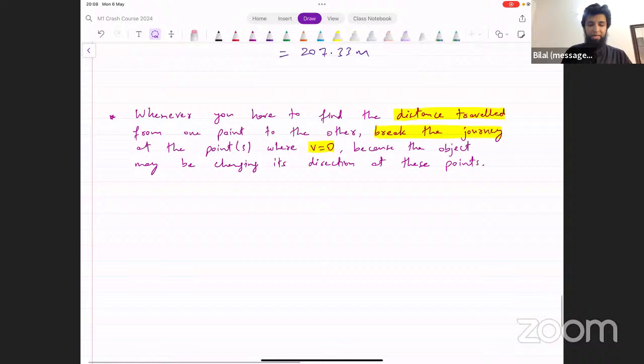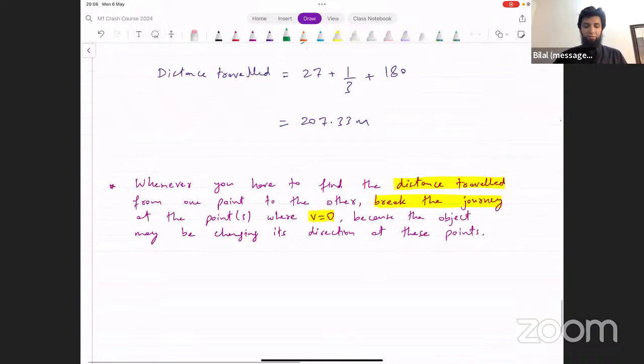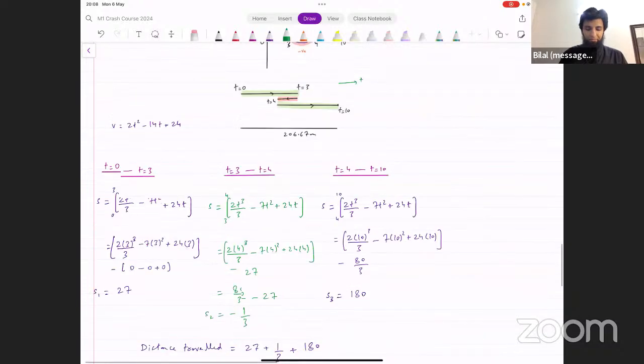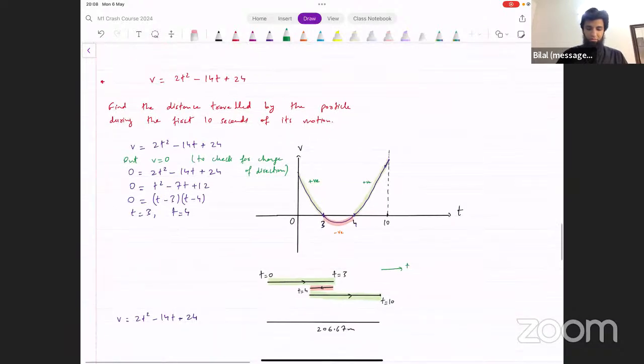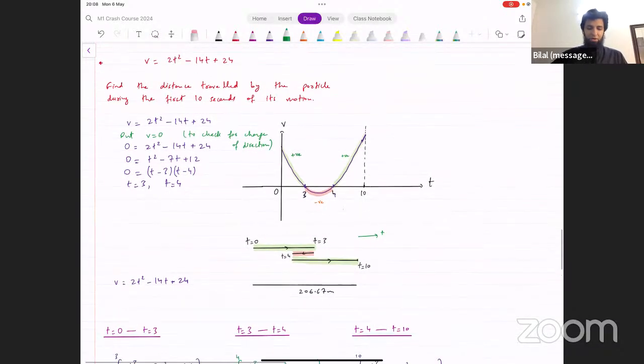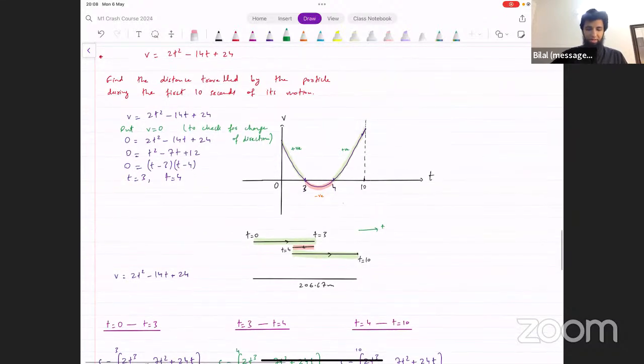When you have to find displacement, that can be done directly. But if it's distance traveled, that cannot be calculated directly. You have to break the journey. This is one example of that. You can take a screenshot if you want and have a look at this in your own time later.